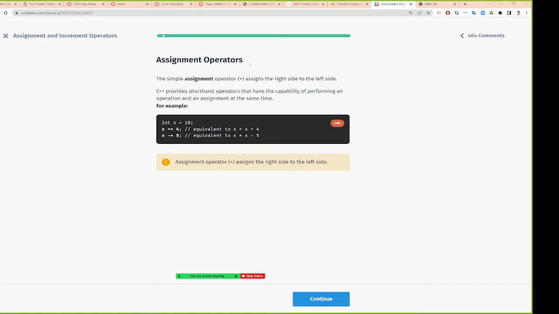Okay, assignment operator. So the equal sign is not "equal". The equal sign is called assignment. It assigns the right hand side value to the left hand side. Very, very important concept. C++ provides a shorthand operator that has the capacity of performing an operation and the assignment at the same time. This is very, very important.